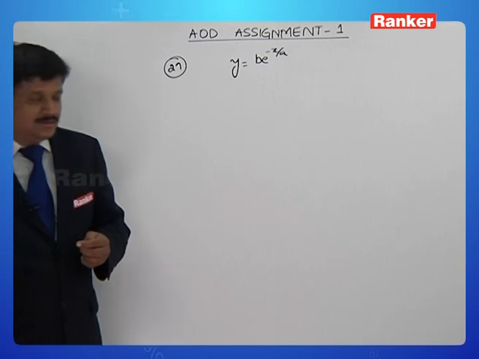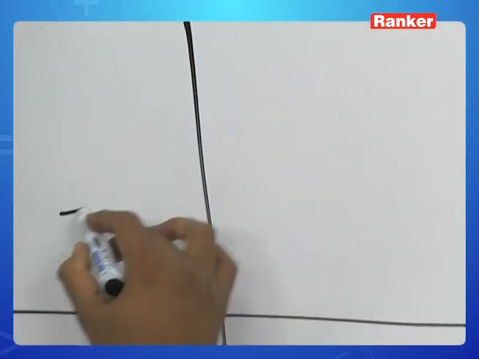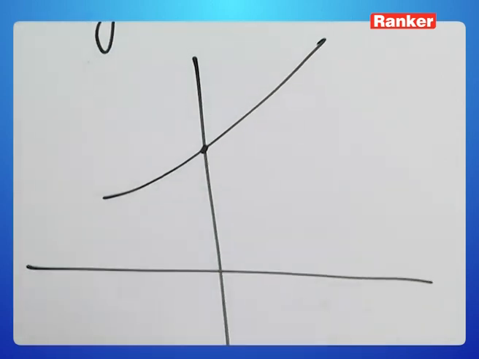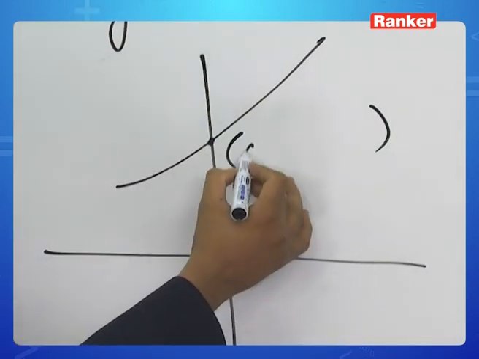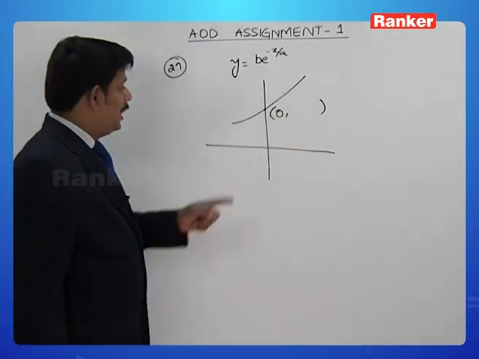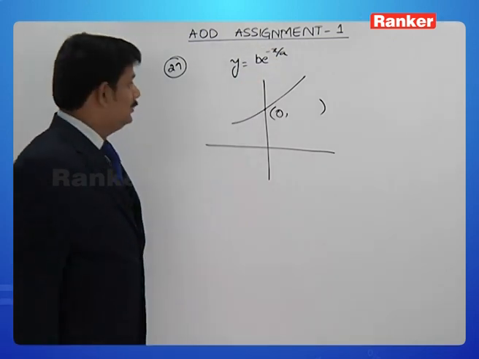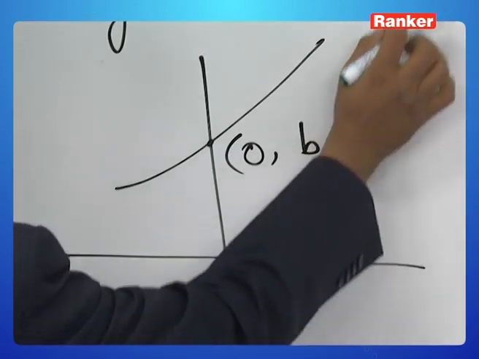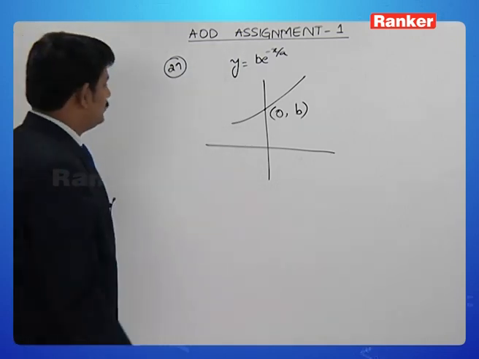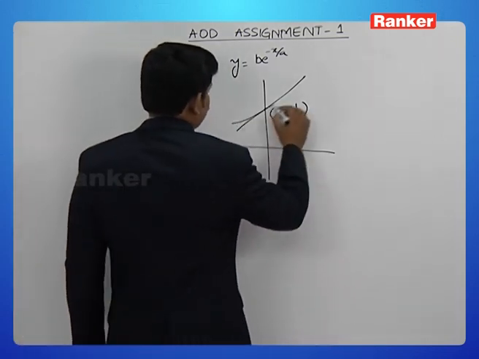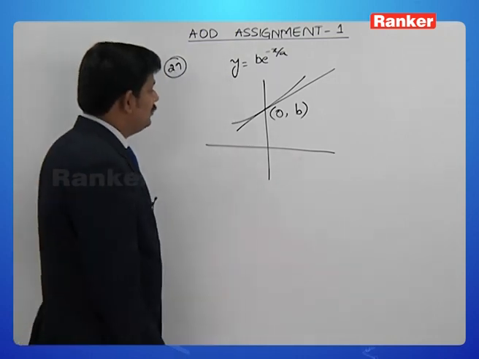We need to find the equation of the tangent at the point where this curve crosses the y-axis. At the point where the curve crosses the y-axis, the x coordinate would be 0, and putting x equal to 0, e^(-x/a) is 1 and the y coordinate would be b. So we want the equation of the tangent at the point (0, b).